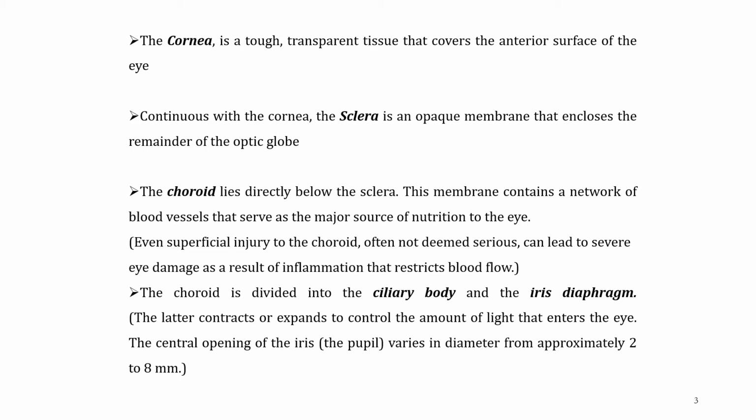The choroid is divided into two parts, the ciliary body and the iris diaphragm. The iris diaphragm is generally 2 to 8 millimeters. Children have a small eye, so it is approximately 2 to 3 millimeters, whereas in adults this size is about 6 to 8 millimeters.